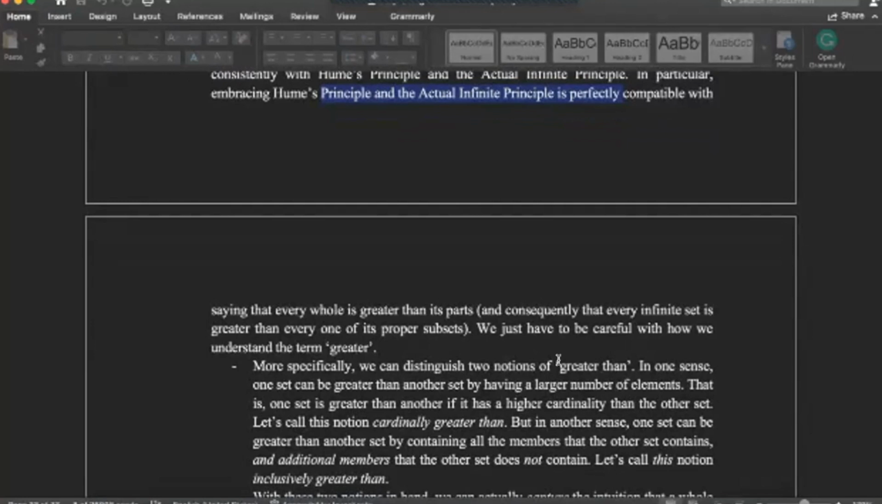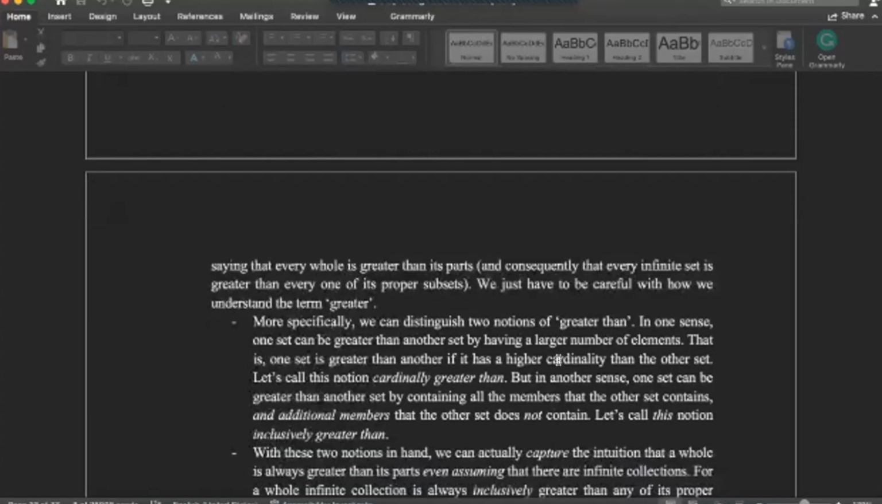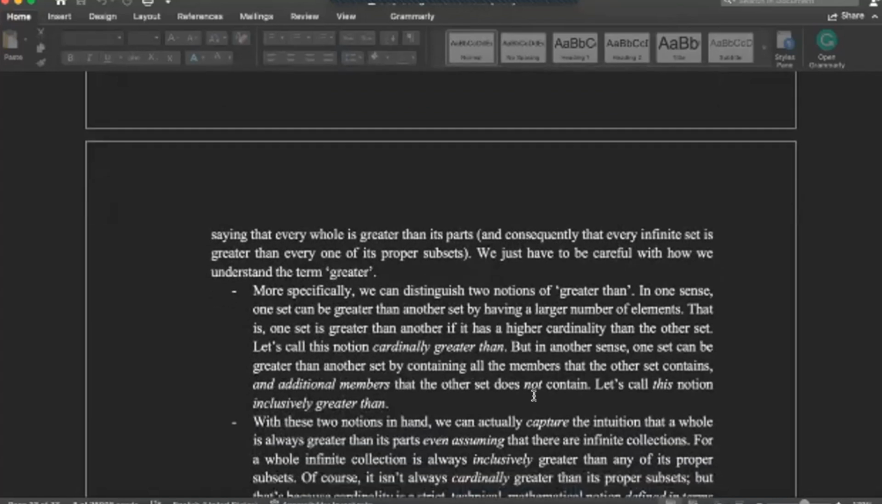But in another sense, one set can be greater than another set by containing all the members that the other set contains and additional members besides that the other set does not contain. And so let's call this notion inclusively greater than. So with these two notions in hand, we can actually capture the intuition that a whole is always greater than its parts, which is the intuition behind Euclid's principle. Euclid's maxim is that the whole is always greater than the parts, and that's the intuition behind Euclid's principle that we discussed earlier.